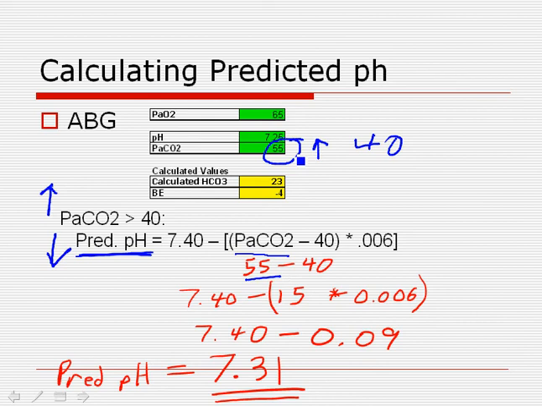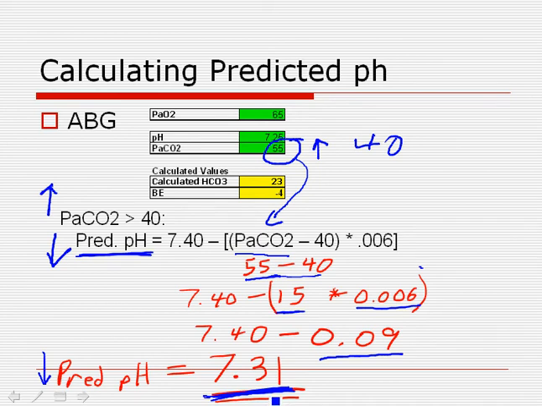So how much is it going to alter our pH? Let's take our 55. We subtract 40. That gives us our change in units, 15 units of change. We multiply by the factor, 0.006, and we get 0.09 units of change from our pH. We know it's going to make us acidotic, so we subtract it. That gives us a predicted pH of 7.31. So, because my CO2 has risen from 40 to 55, I'm going to have a decrease in pH of 0.09 units, giving me a resultant pH of 7.31.